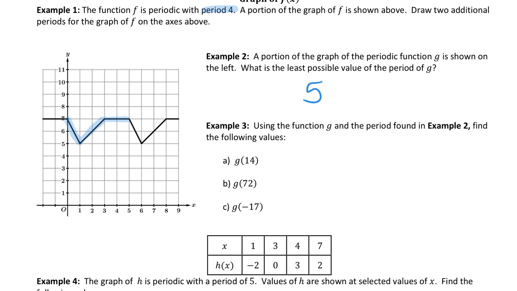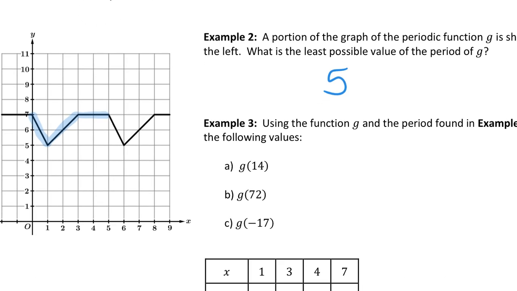But since we know that this shape repeats itself every 5 units, we can do the following. Instead of writing g of 14, I'm going to rewrite 14 as some multiple of 5 and a remainder, meaning how can you multiply the number 5 to get close to 14? 5 times what? 5 times 2 is 10, how much left over? 4. So 5 times 2 plus 4 is 14.